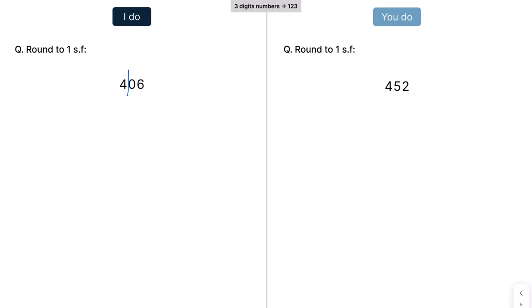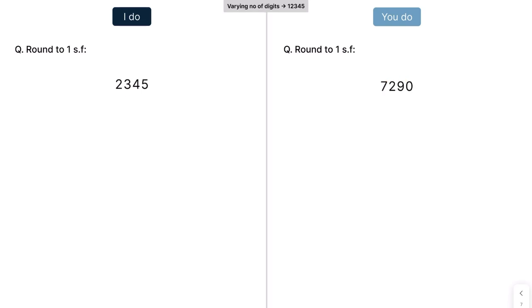So in this case, the decider is a 0, so I don't need to round the 4 up. The 4 stays as it is. Everything else becomes a 0. Now hopefully you've pressed pause and had a go at this. So in this case, the decider is a 5, so that means I round this 4 up to a 5. Everything else becomes a 0.